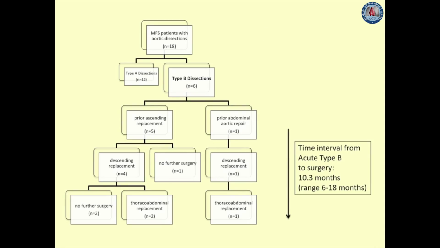In our own experience here, we found that a good number of our type B dissections in Marfan's patients occurred after prior ascending aortic replacement, and a good number of patients with type B dissection and Marfan disease went on to require direct aortic surgery.